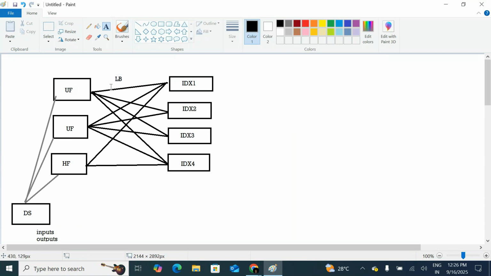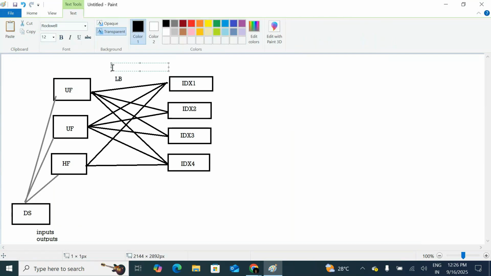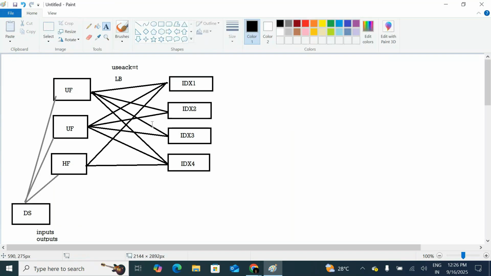So for that, you need to write one parameter in the forwarder, that is useACK equals true. Acknowledgement. Forwarders keep on checking the acknowledgement. If indexers send the acknowledgement to the forwarder for active status, then it will send. If it doesn't get acknowledgement, it won't send. It will send to the available indexer only. Like that, there is no missing of data, and you can store a huge amount of data into a Splunk index without missing any single data.